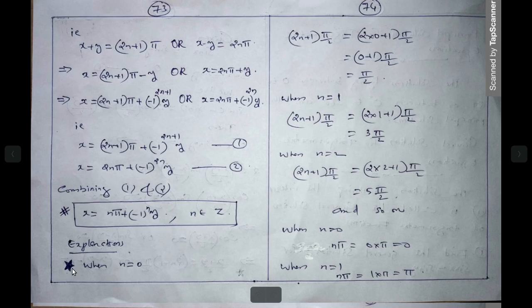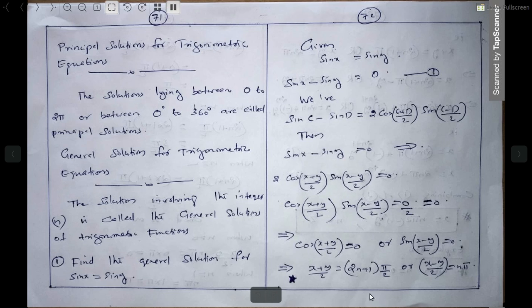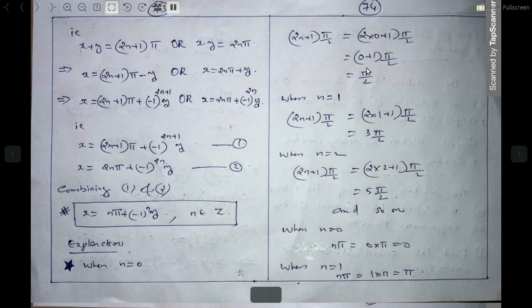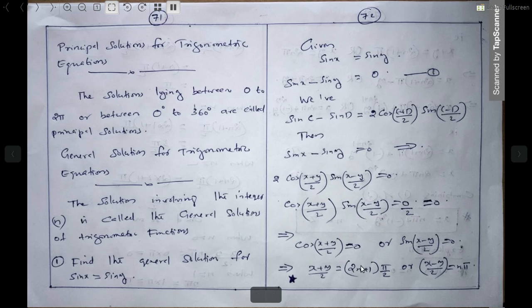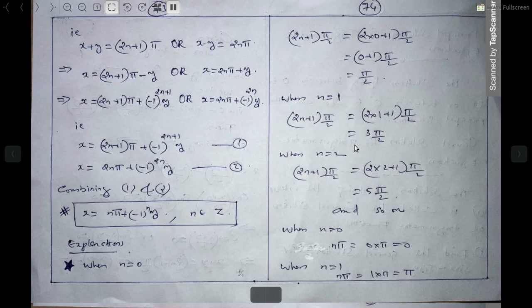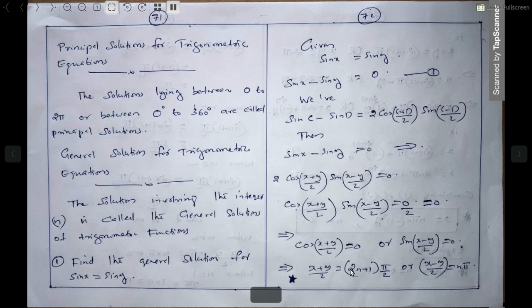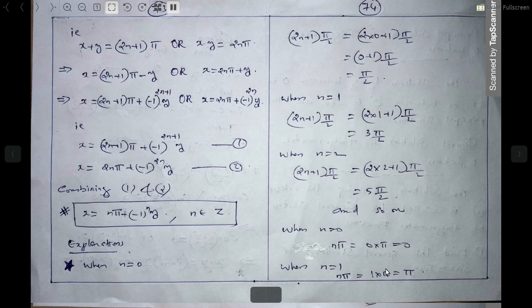Here, star. When n is equal to 0, 2 into 0 plus 1, that is 1 into π/2. When n is equal to 1, what is that? 2 into 1 plus 1, 3π/2, right? When n is equal to 2, 2 into 2 plus 1 is 5π/2, and so on. Okay, right.